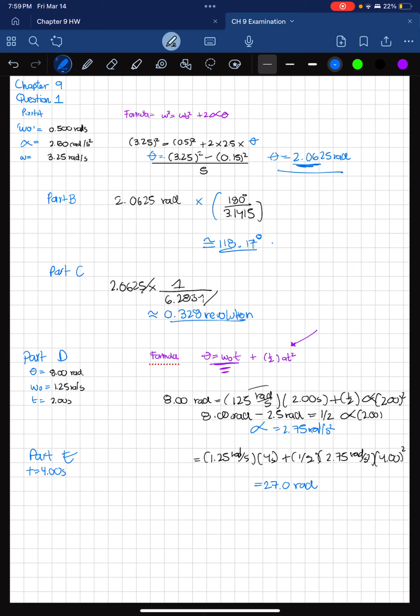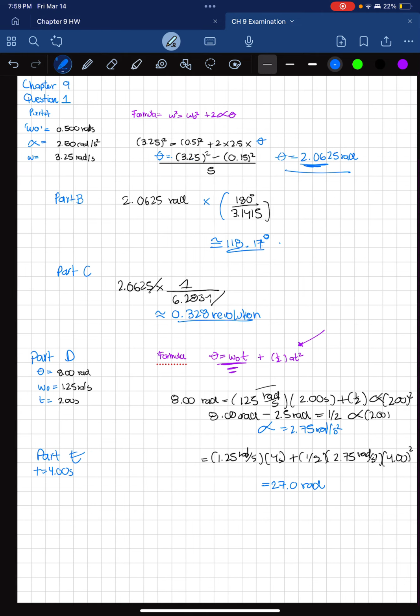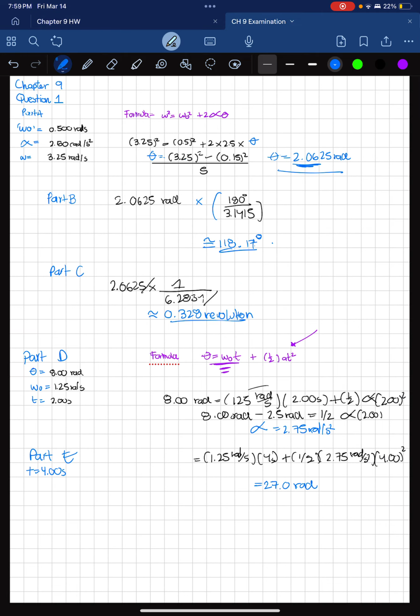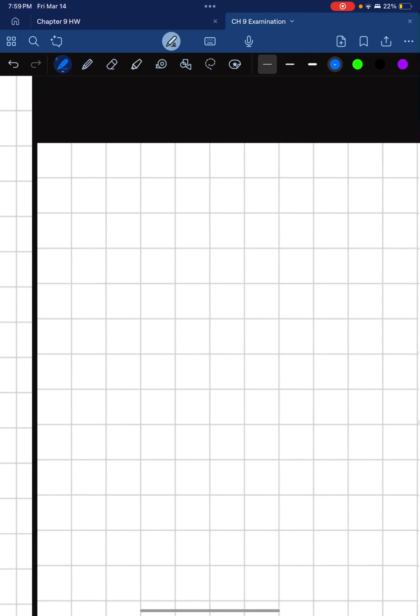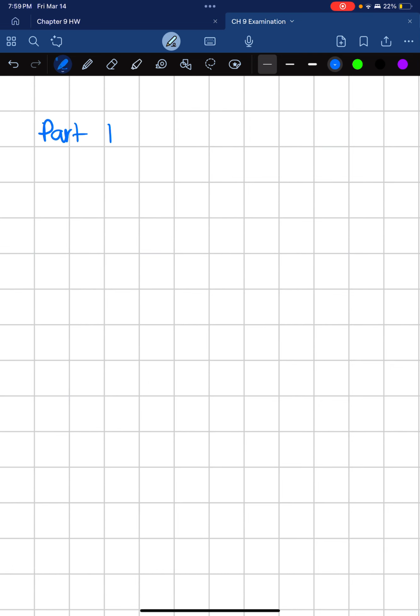Okay, so let's see what we have. We have it slowing down from one rate to another, and it has a constant angular acceleration. So let me go ahead and write that down. This is going to be part F. Now we have to figure out what the 16 revolutions are going to be. How much time does this take?